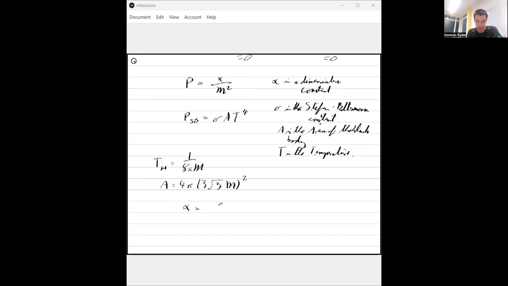alpha is 9 over 20,480 pi, just plugging in these numbers, where we've used in natural units, sigma is pi squared over 60. Natural units is everything's equal to 1: c equals G equals h bar equals Boltzmann's constant equals 1.